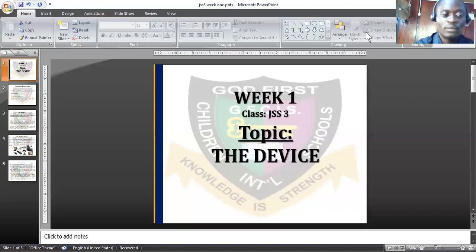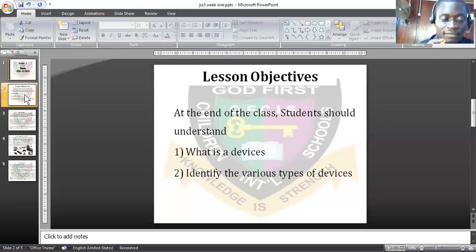Now, before we do that, we have our lesson objective for today. Basically, we have two lesson objectives today. At the end of this class, every student should know what a device is. Two, at the end of this class, every student should be able to identify the various types of devices. That is to say, number one, you should understand what a device is. Two, identify the various types of devices. That is our lesson objective.